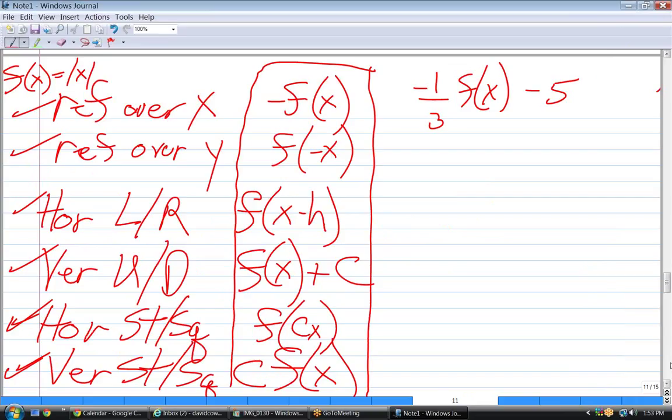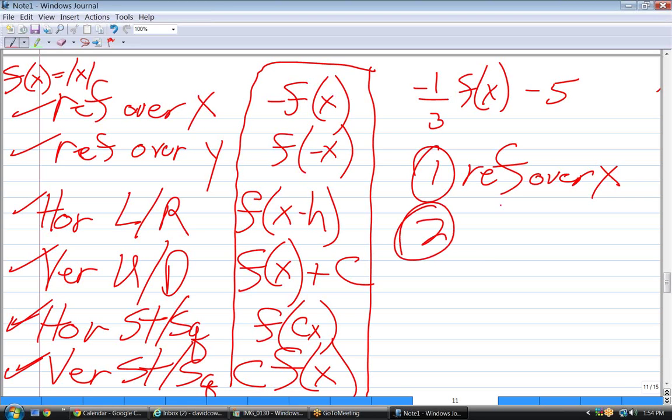It's reflect over the x. Good, that's the first thing. And always do your reflections first. If somebody told you to graph this, do the reflections before you do the horizontal and vertical translations. What else is happening? The vertical up or down. Good. Vertical shift by what? Negative 5. So down 5 is how you describe that.